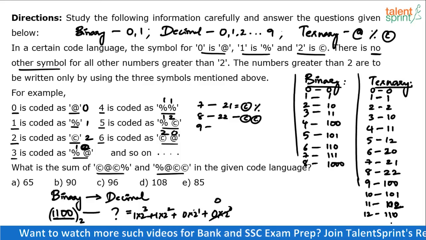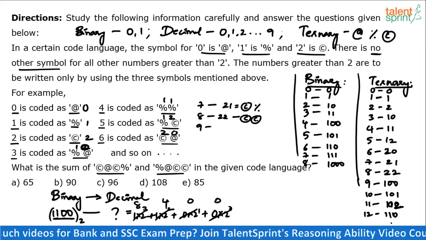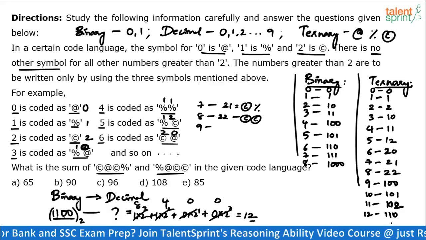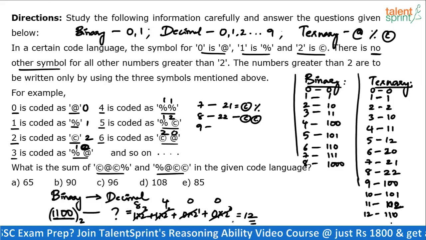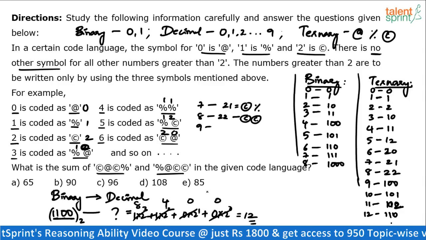So this is 0, this is 0, 1 into 2 power 2 is 4, 2 power 3 is 8, 8 plus 4 plus 0 plus 0, this is 12. This is how it is converted. You getting it? This is how a binary number is converted to a decimal number.